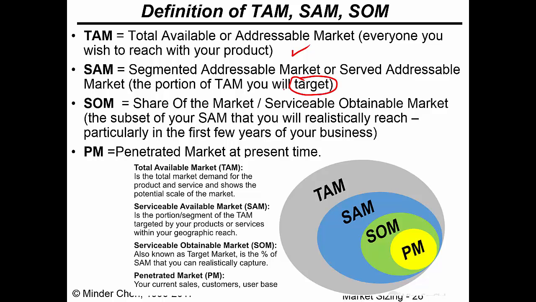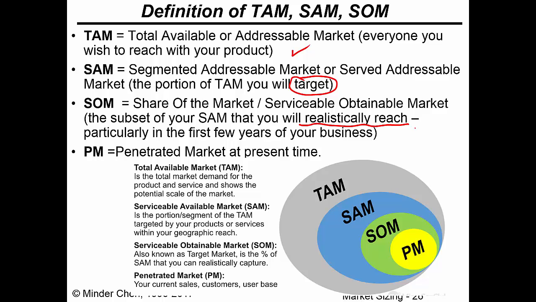Remember market segmentation, market targeting, and product positioning. This is the targeting. SOM, share of the market, or serviceable obtainable market, is a subset of the SAM that you would realistically be able to reach, and it's particularly referring to the first few years of your startup business. That's your kind of a little bit of the so-called beachhead, which we will explain later.